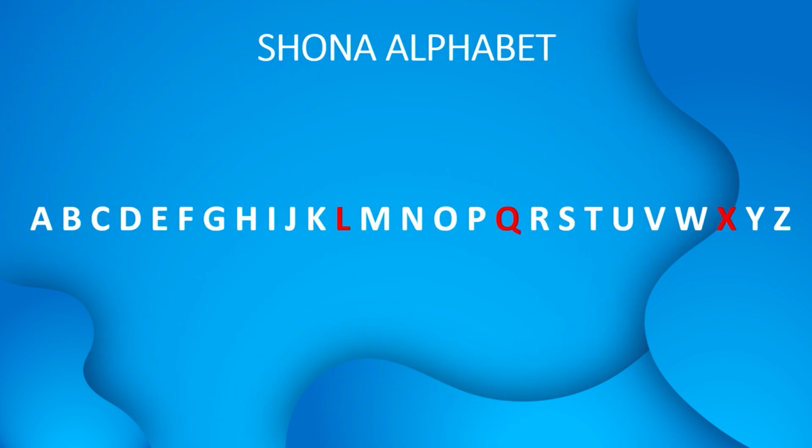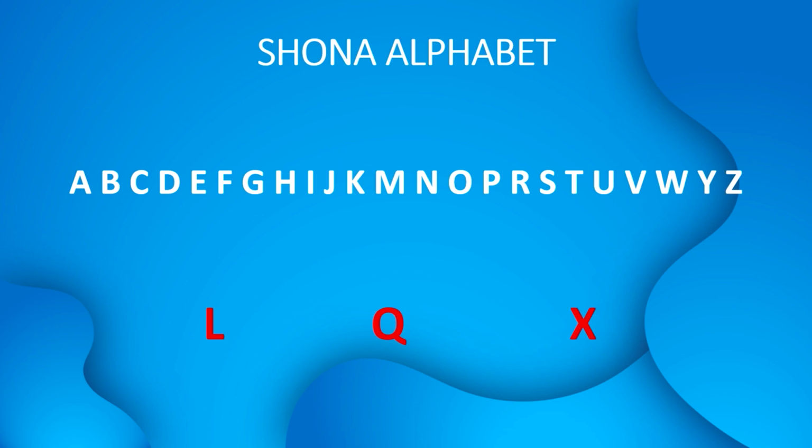As you all know, the Shona alphabet is always about 90% similar to the English alphabet. But there are letters which are not used in the Shona alphabet. And what are those letters? The Shona alphabet does not include the letter L, the letter Q, and the letter X. So these are the three letters which are in the English alphabet but are not in the Shona alphabet. It's worthwhile noting, because there is no word in Shona that consists of these three letters.